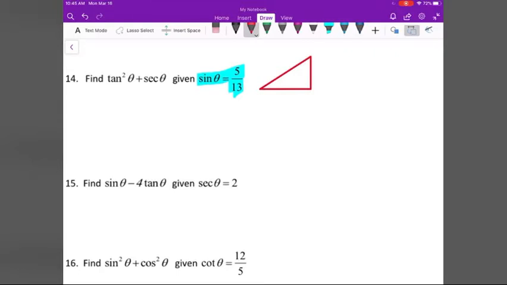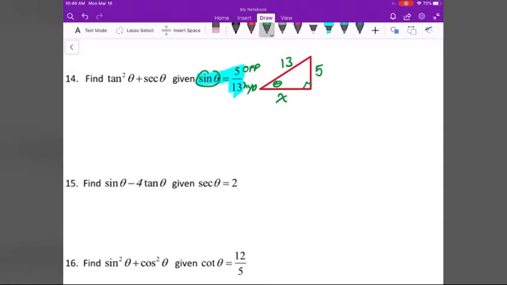So there's our right triangle right there. And we're going to use this relationship with theta, so we're going to call this part theta right there. So sine theta is opposite over hypotenuse. So that gives us some information. So here's our opposite, here's our hypotenuse. So opposite over hypotenuse, that means we have to find our next side.